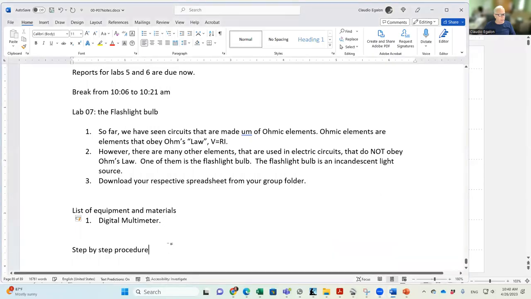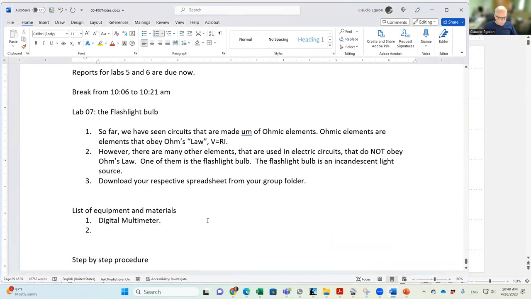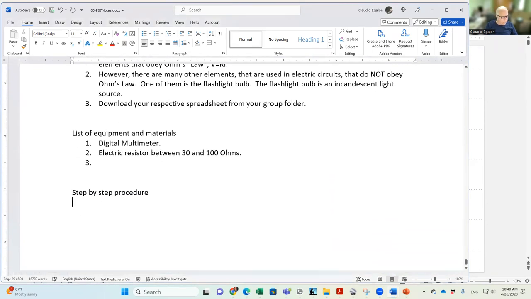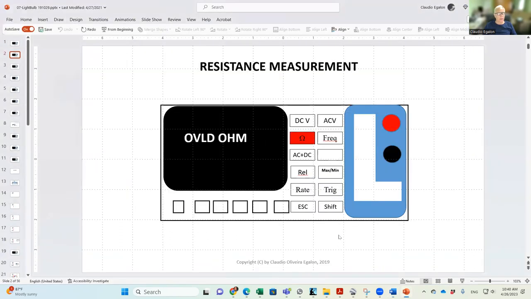Besides the digital multimeter, the other device that you need is an electric resistor. The resistor that we are using should be between 330 and 1000 ohms. The first step that you're going to do is measure the resistance value of the resistor. I have to adjust my digital multimeter to measure resistance.